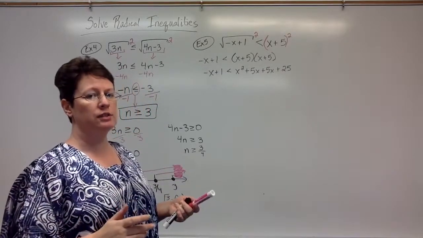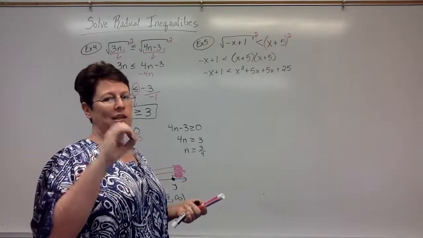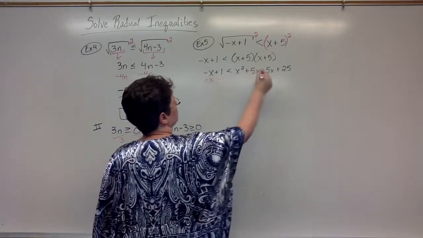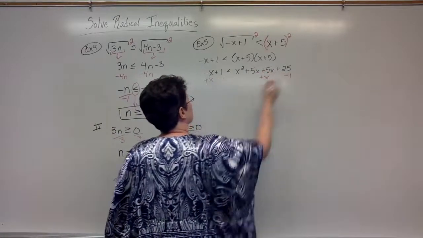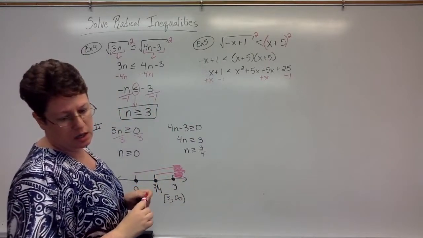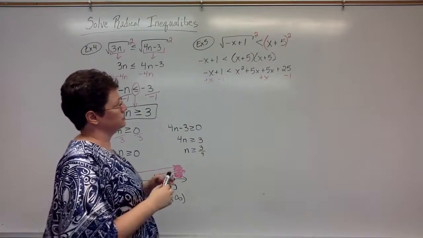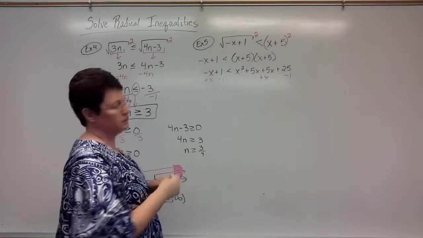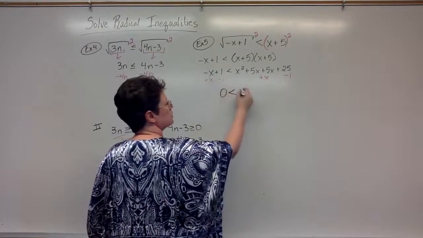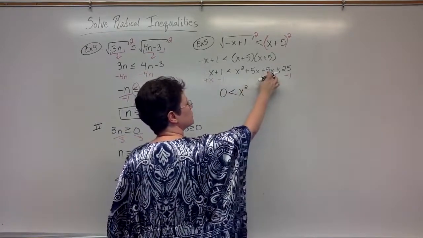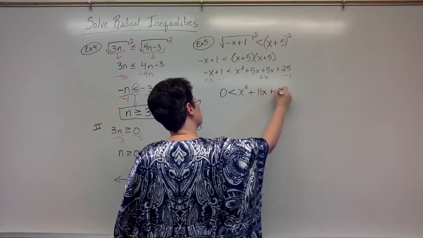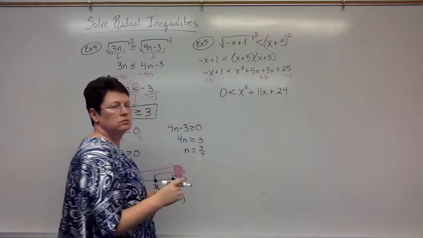For quadratics, we have to set them equal to 0, okay? So I'm going to add this x and subtract the 1. I end up with a 0, right? I still got my less than symbol. x squared, 5 plus 5 plus 1, 11x, 25 minus 1, 24.